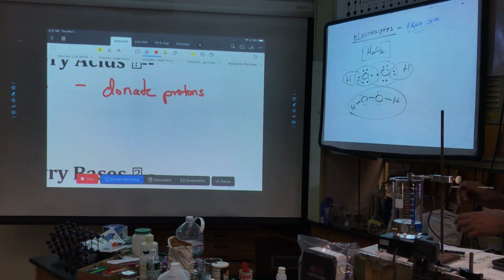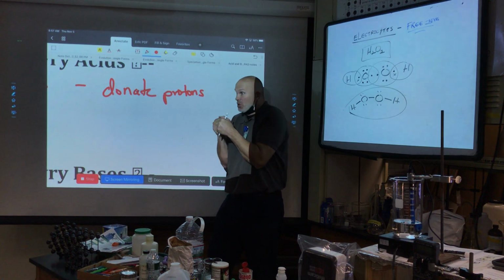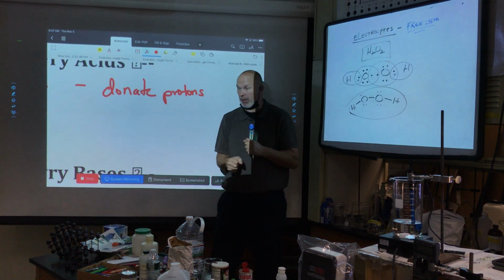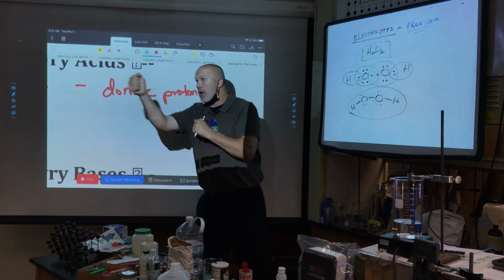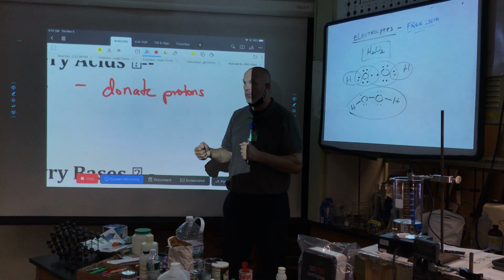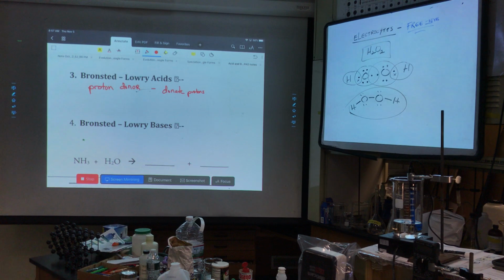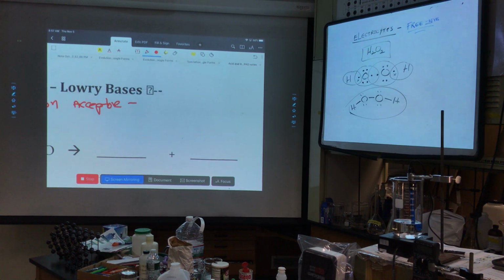I like to think of this a lot like redox. Redox, the one that oxidizes, donates electrons. Well, the acid gives its H plus to something. And what do you think the base is? If the acid is donating the proton, what does the base do? Accepts it. Okay, if you guys said that. So it's a proton acceptor, which means it accepts protons.